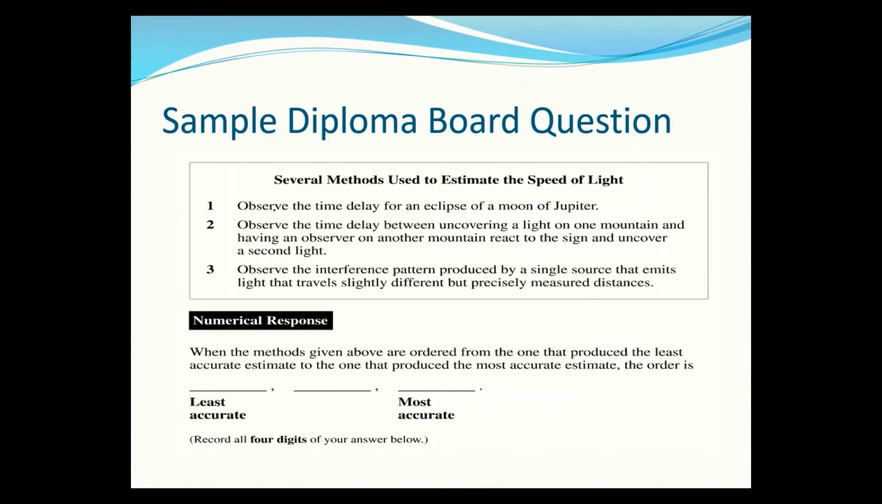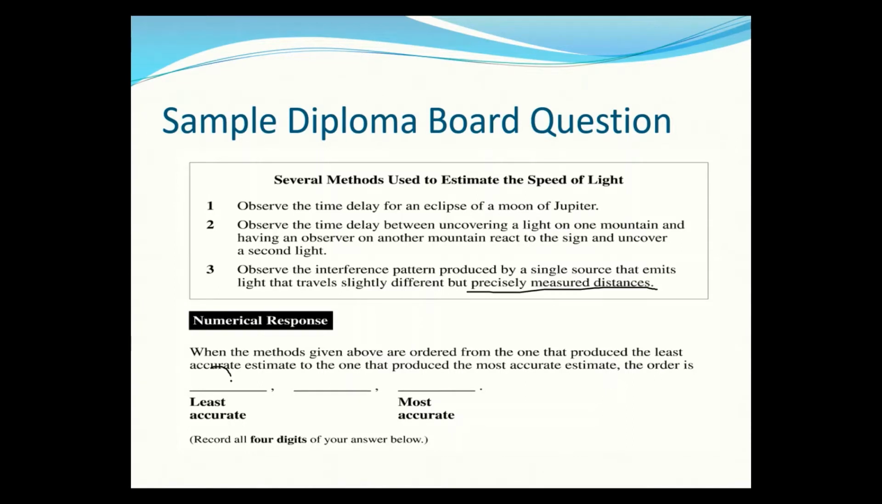Okay, so these are the three that we talked about yesterday. Observe the time delay for the eclipse of the moon of Jupiter; observe the time delay between uncovering lights on the mountain, that was Galileo; and observe the interference pattern produced by a single source that emits light and travels slightly different but precisely measured distances. So that's kind of like the Fizeau or the Michelson experiment.